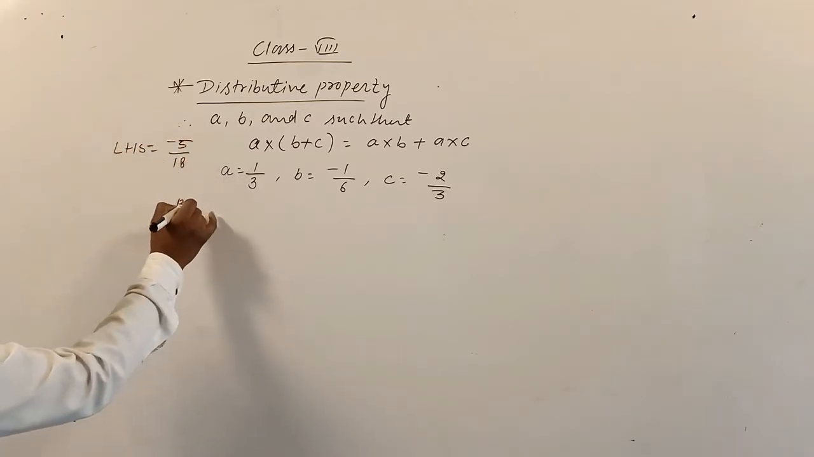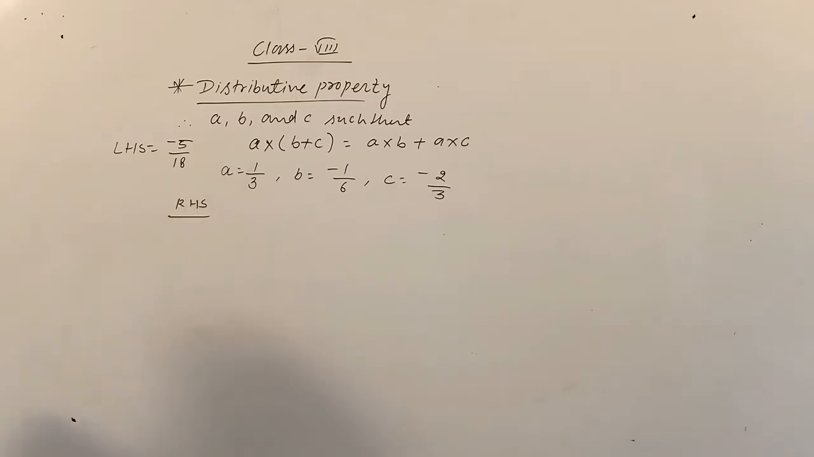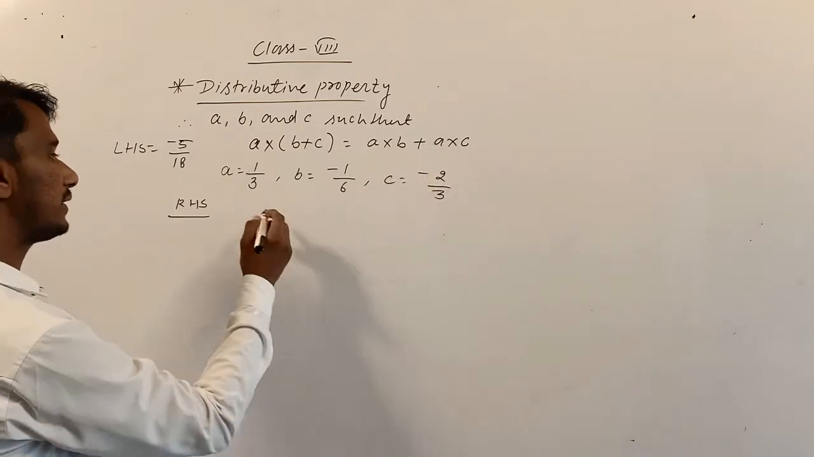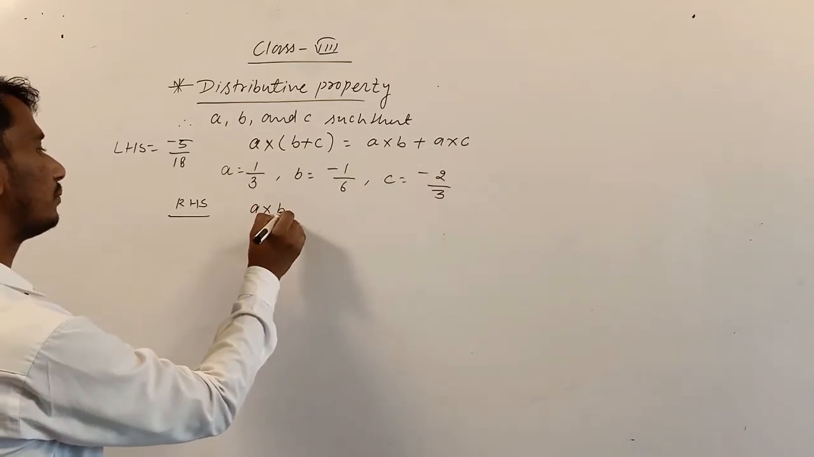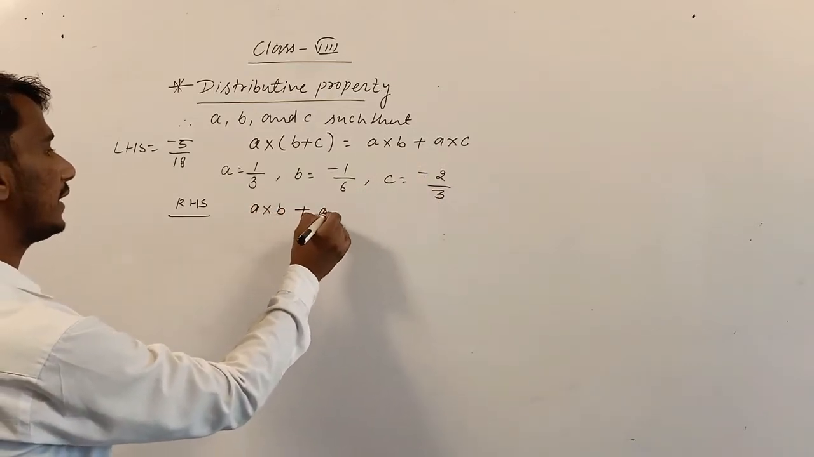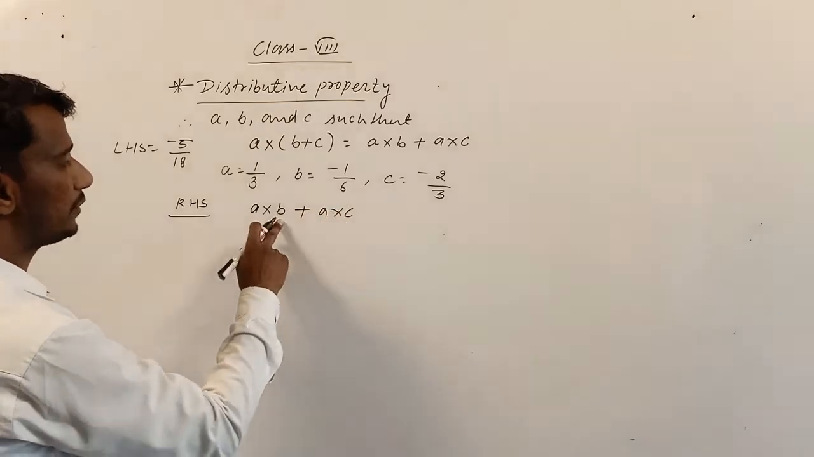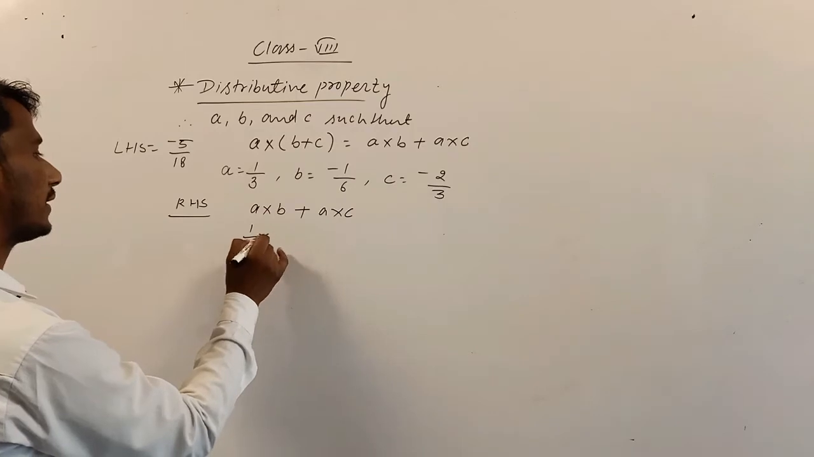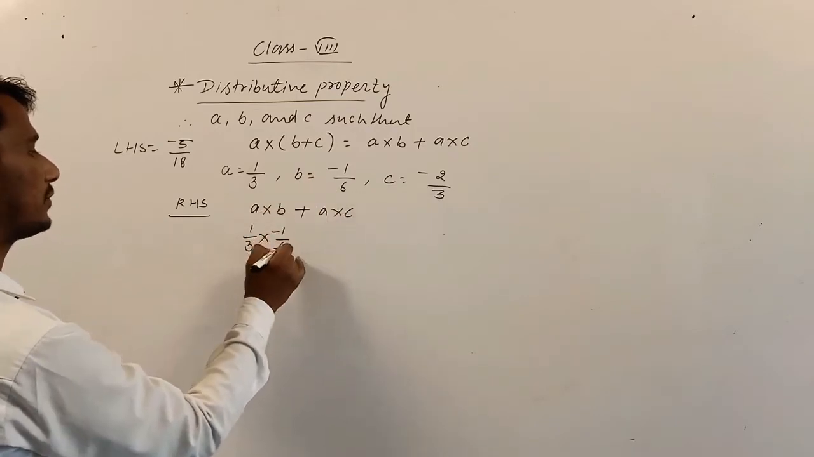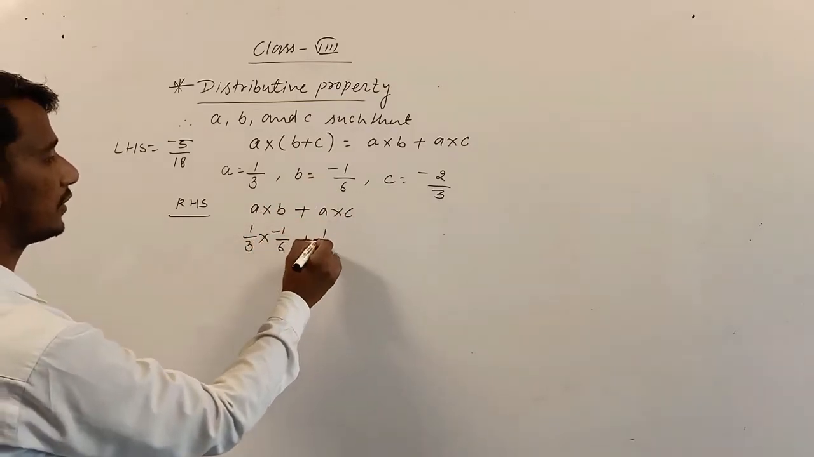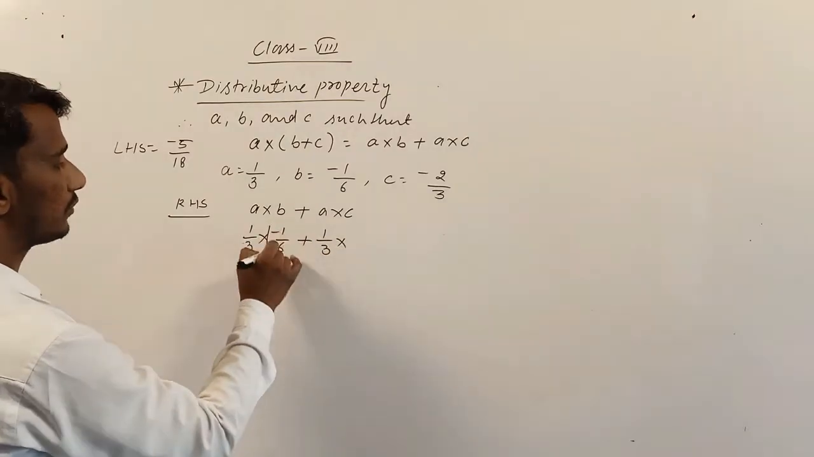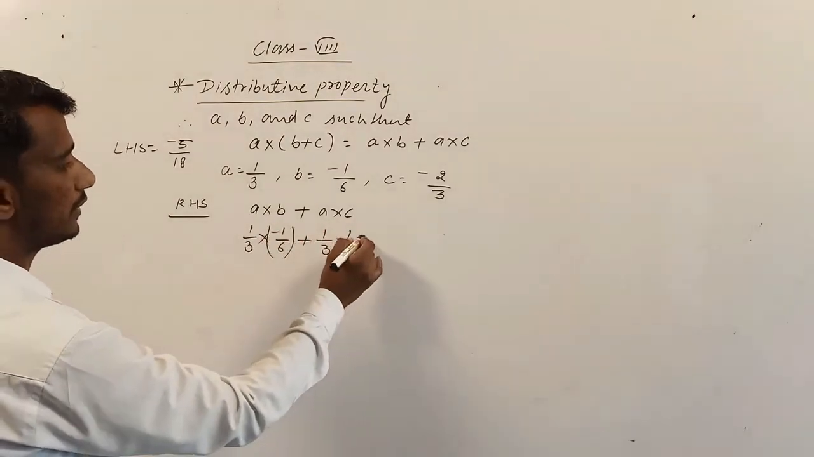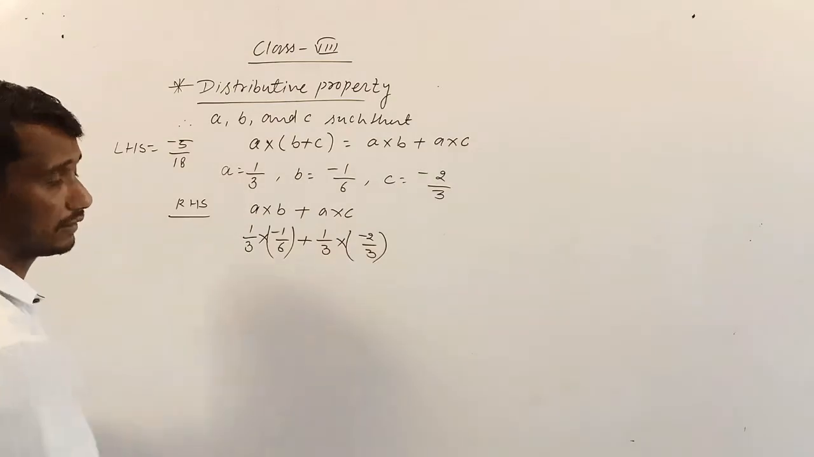Now we are solving the RHS. Start now. In the RHS part, what is written here? A into B plus A into C. A into B plus A into C means we put the values. A value is 1 upon 3, B value is minus 1 upon 6, plus A value 1 upon 3 into C value minus 2 upon 3.